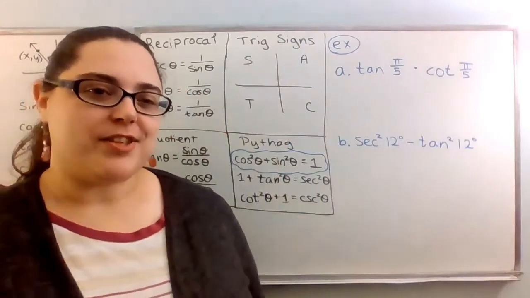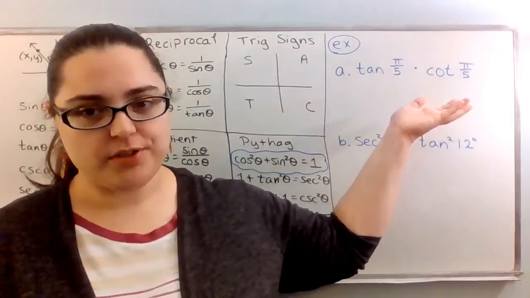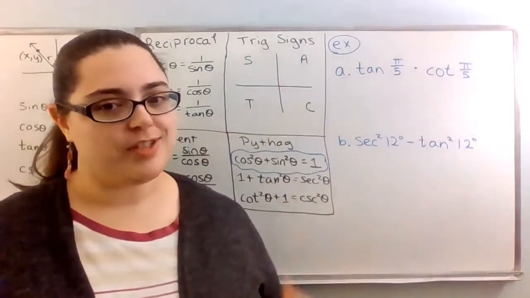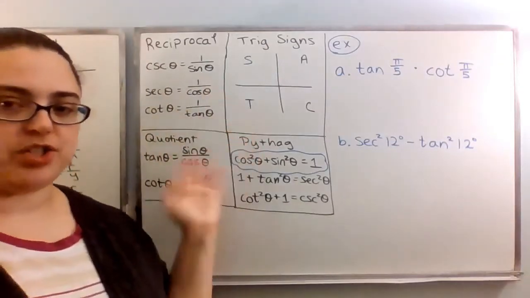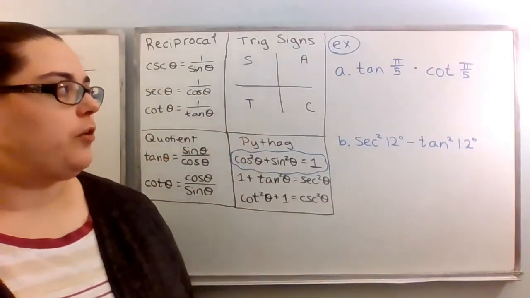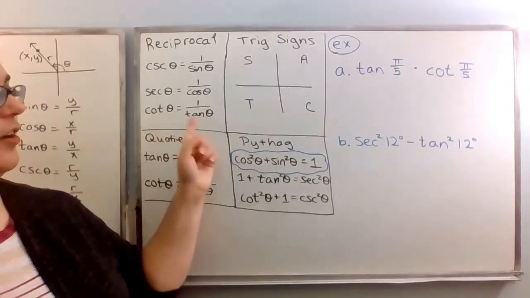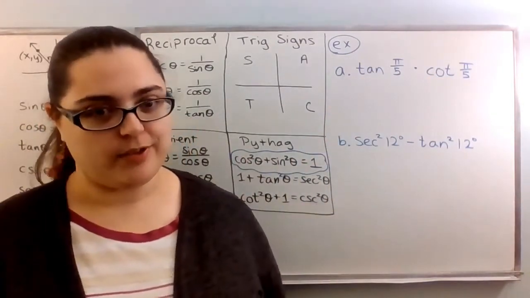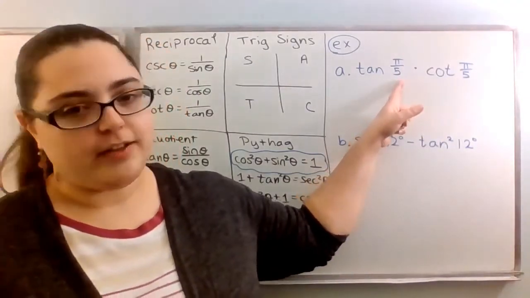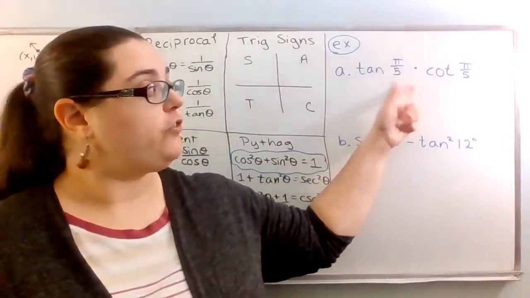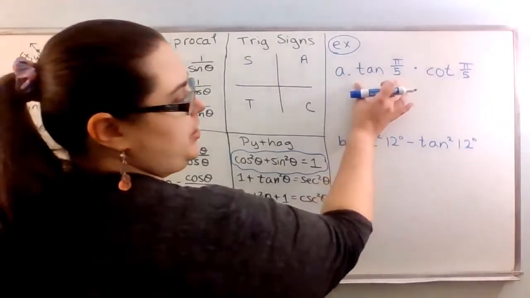All right, so when you are trying to simplify trigonometric expressions, you can always go back to sine and cosine, or you can use any one of these relationships that we have here. So I know that tangent and cotangent are reciprocals of each other. So that's what I'm going to do here. Now be careful when you find the reciprocal. We're not finding the reciprocal of the angle. We're finding the reciprocal of the whole function. So I'm going to keep tangent the same.